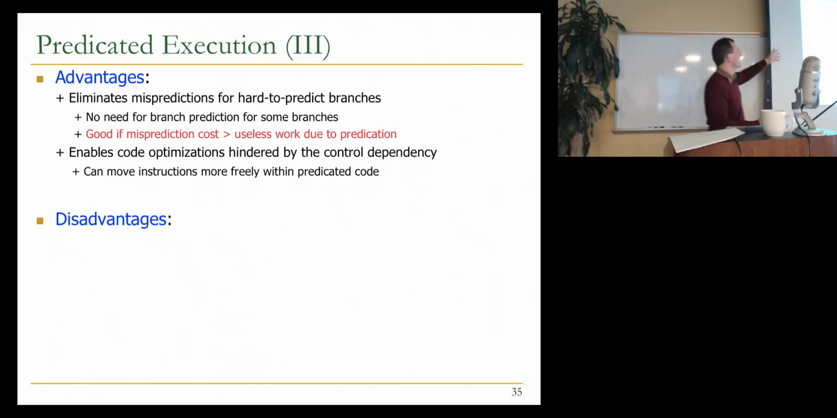Well, this is the other advantage. This goes into that equation, but it enables code optimizations hindered by the control dependency. Remember, I showed you a control flow graph maybe 2 lectures ago, and told you that eliminating branches can help performance optimizations because you can move instructions more freely within the single block of code. Well, predicated execution has that advantage.